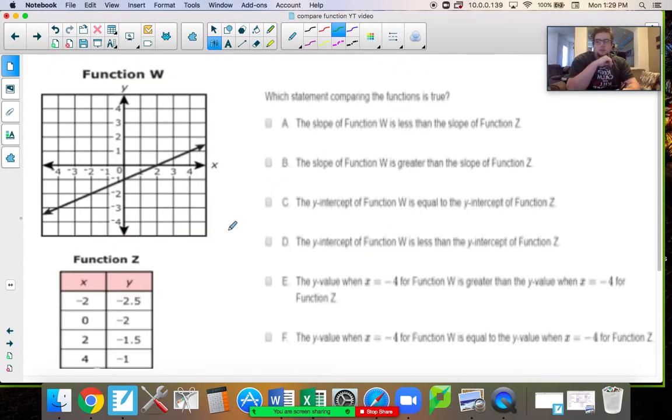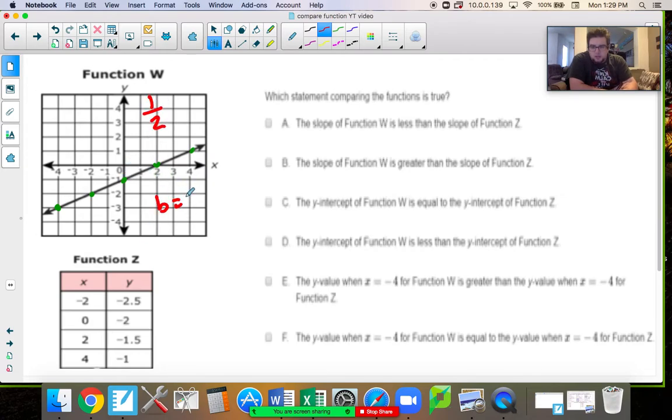So function W and function Z, again, one graph, one table. You want to know which one of these function statements is true. So the slope of W is less than the slope of Z. Before we can even answer any of these questions, let's go find out that information. So for W, looks like I have a point there, there, there, there, there. All I have to do is 2 of them. Up 1 over 2, so the slope is 1 over 2.